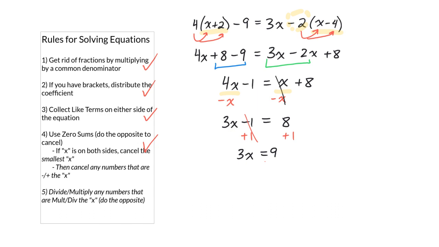The last step is to divide or multiply any numbers that are multiplying or dividing x, meaning do the opposite. Here I have a 3 times x equals 9. To cancel the 3, I'm going to do the opposite. I'm going to divide by 3 instead of multiplying by 3. 3 divided by 3 is 1, so I'm left with an x on the left and a 3 on the right, and I have solved my linear equation.